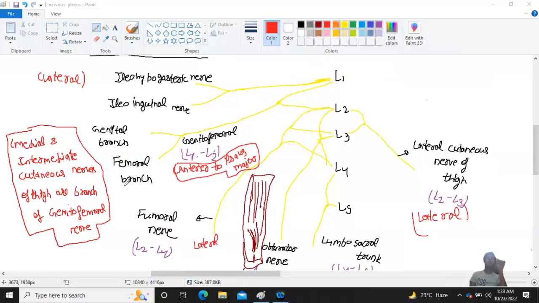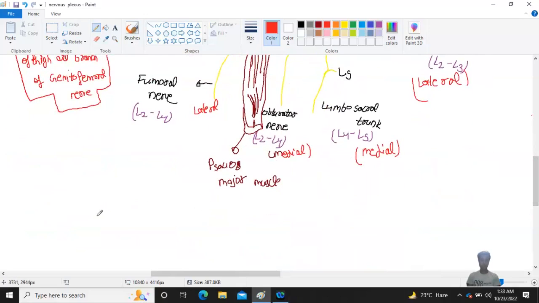Let's say this is the femoral branch. It goes into the thigh behind the inguinal ligament. This is also going into the thigh. This also goes into the thigh. So some nerves pass behind the inguinal ligament and go into the thigh. So we can write: some nerves pass behind the inguinal ligament to the thigh.